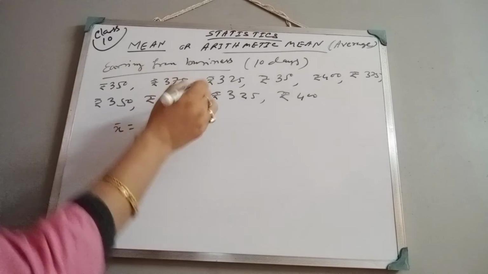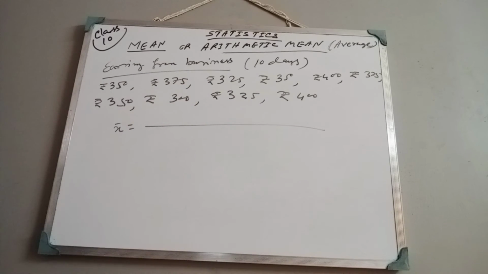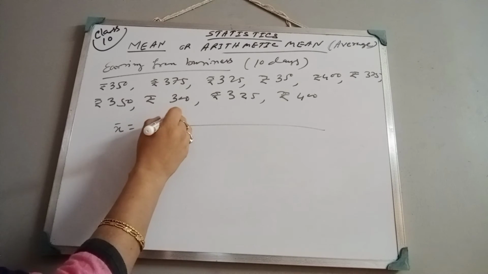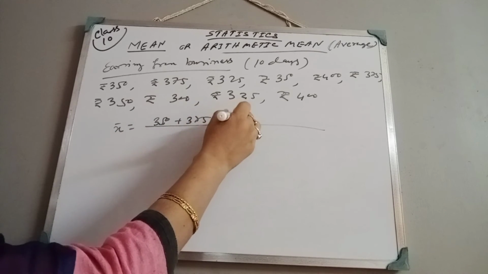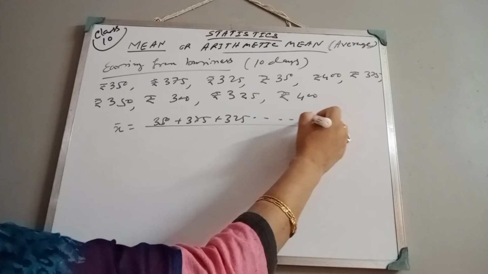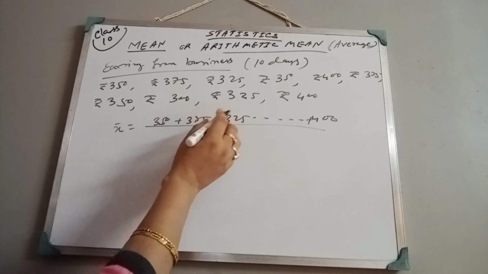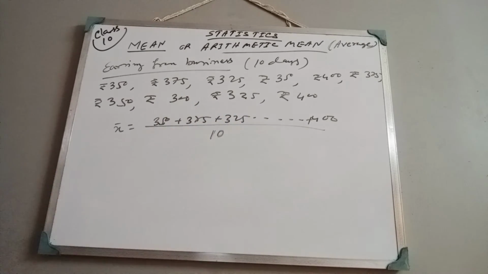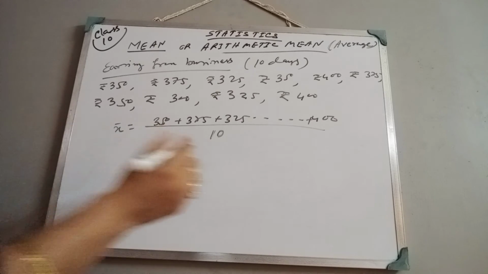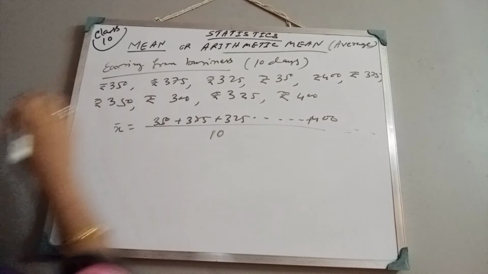Now, what is the x bar? X bar means the sum of these earnings. We will add all these: 350 plus 375 plus 325 and so on up to 400, divided by how many days there are. There are 10 days. Now add all these, and we will get the answer.